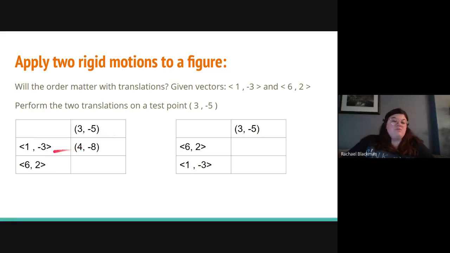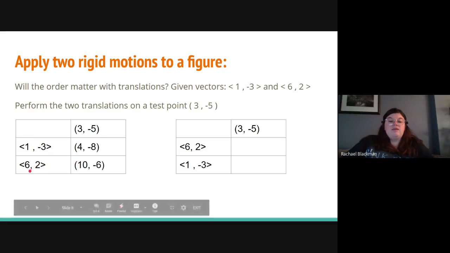3, -5, so I'm going to add 1 to the x coordinate. I'm going to subtract 3 from the y coordinate there. And then I'll take 4, -8, add 6 to it, that gets me 10. Add 2 to it, that gets me a -6. So there is my image point after those two translations.